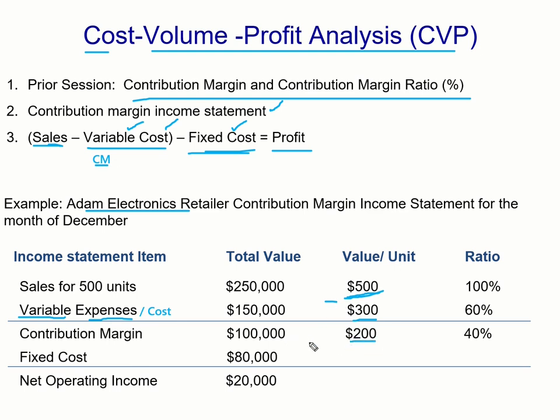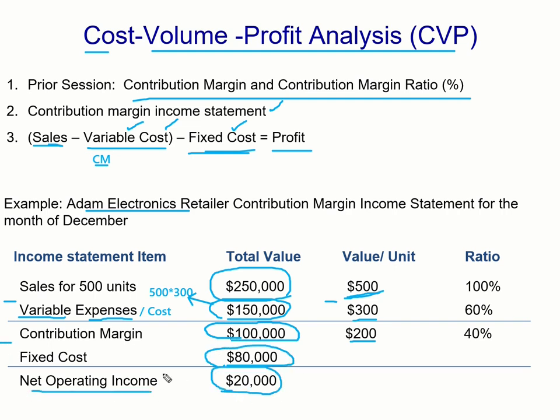Now, if you want to copy these numbers down, because I'm going to be using this example to work what-if analysis. Then the total sales for this example is 500 units, 500 tablets. Total sales is 250,000, which is 500 tablets times the selling price of 500. Variable expense is 500 units times $300, which is 150,000. Sales minus variable expense will give us the contribution margin, minus the fixed cost will give us the net operating income, or simply it might be shown in your textbook as profit.